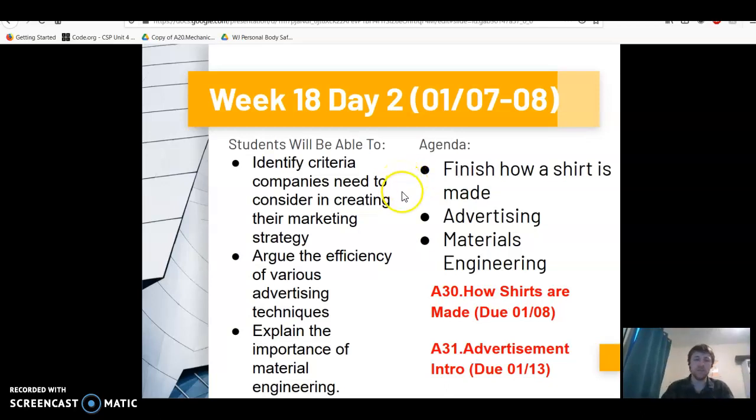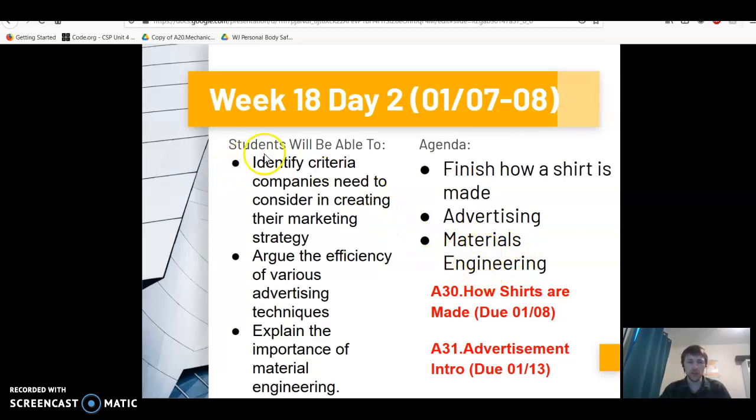So, this week we finished up our exploration of how a shirt is made, our introduction into the world of manufacturing and figuring out how goods are priced and what goes into actually bringing something to market. From there, we're going to talk about advertising, which is, again, a huge topic that factors into how well you can sell your product. And lastly, we didn't quite get to materials engineering, so we're going to table that for next time.